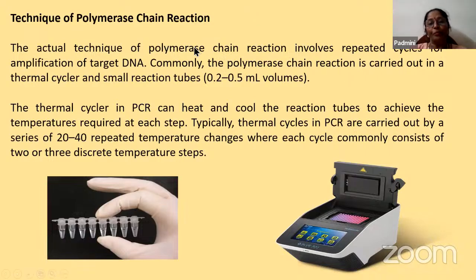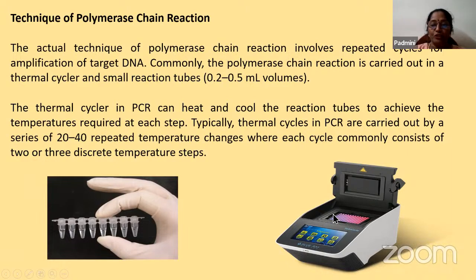So now we'll talk about the technique. The actual technique of the polymerase chain reaction involves repeated cycles of amplifying the target DNA. Commonly, the polymerase chain reaction is carried out in a thermal cycler. So this is a thermal cycler, and these are small reaction tubes. You add your DNA in these small reaction tubes. You can see how small they are. The amount varies between 0.2 to 0.5 ml, that is 200 microliters to 500 microliters, and these tubes go into the PCR thermocycler.